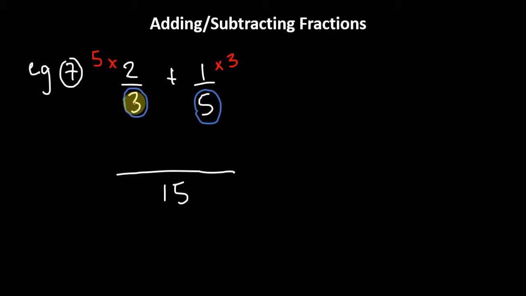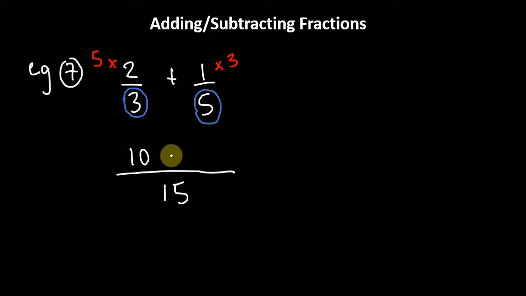So the amount of times the denominator goes into the 15, you'll use that number to multiply the numerator for that denominator. And the same thing applies for this side as well. Now the next step, guys, is to actually do the multiplication here. So 5 times 2, that's 10. And we'll put the 10 on the line segment right here.